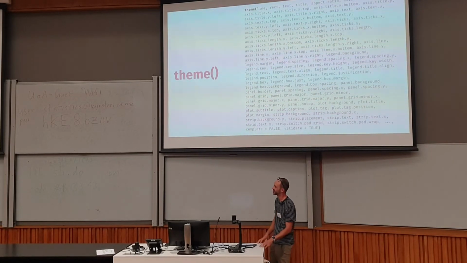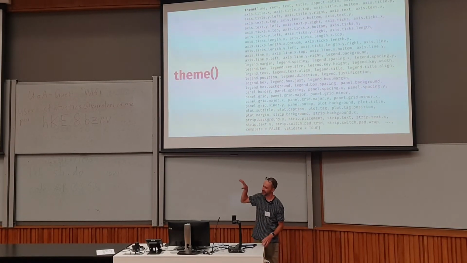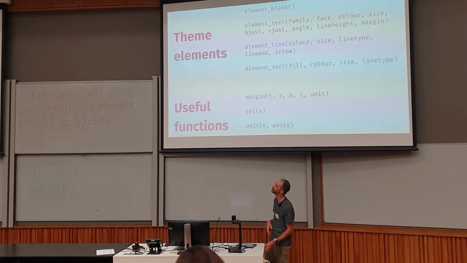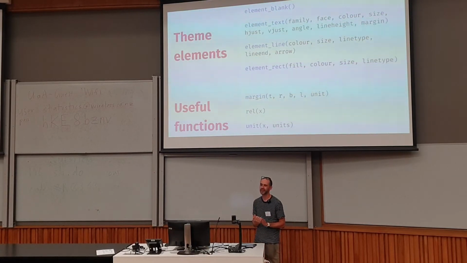So the way you use this theme function is you pick the things in here that you want to change, and you set them, most of them, equal to one of these 4 basic theme elements, okay? And so element blank is get rid of that thing. I don't want to see that thing, so delete it from the chart, which is quite often what you want to do.